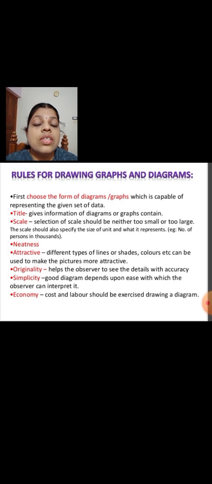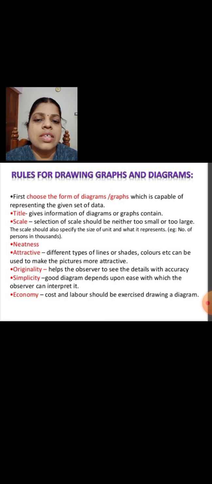So children, these are the various rules for drawing graphs and diagrams. These are the things that you have to take care of while drawing the graphs and the diagrams.